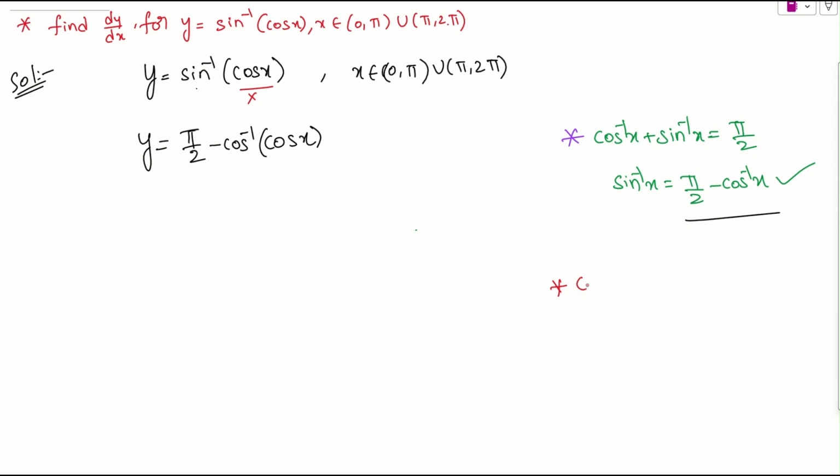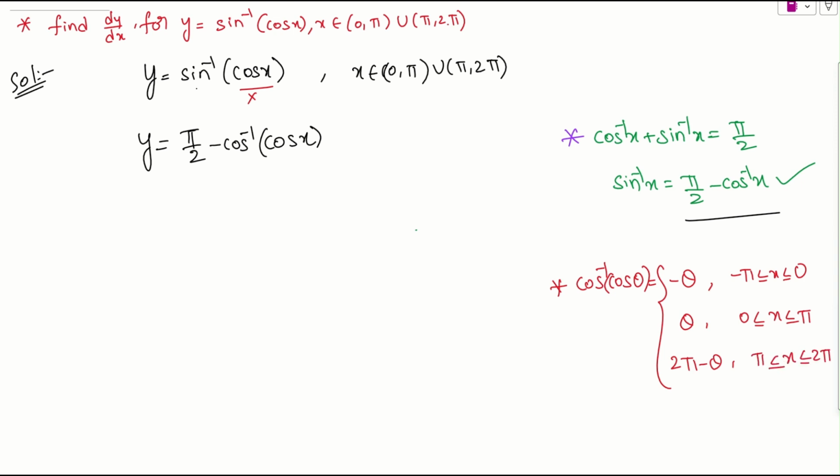Let me write it down. We know that cos inverse of cos theta will be minus theta if theta lies between minus pi to 0. Is it okay? And this will be simply theta when theta lies between 0 to pi. Agree? And this will be 2 pi minus theta when theta lies between pi to 2 pi. Is it okay? There are a few more. I'll be giving all of this in the playlist on trigonometry and inverse trigonometry. You can check it there. Now let us continue.